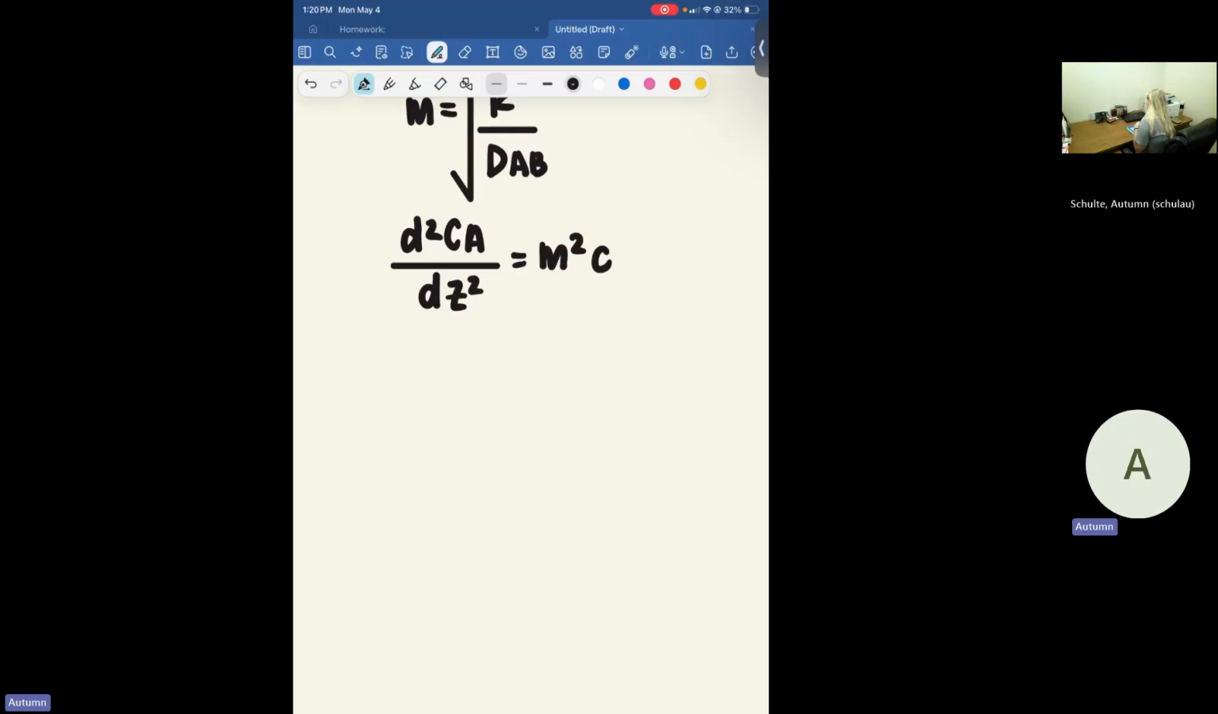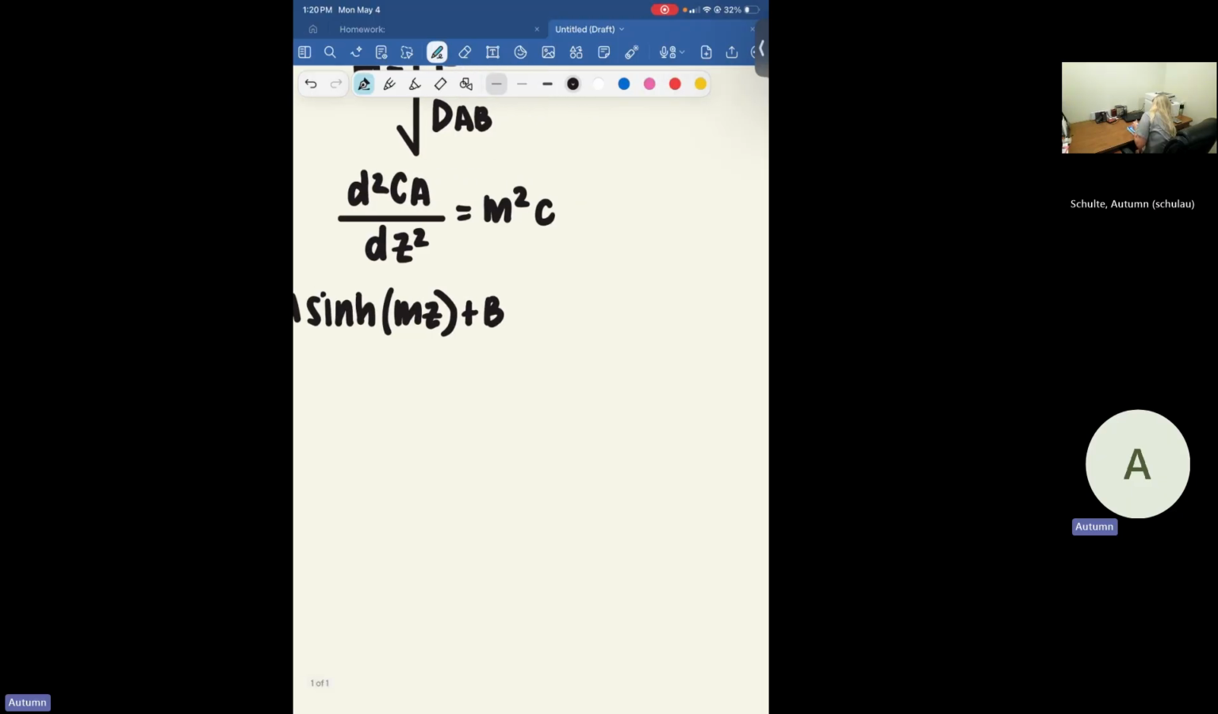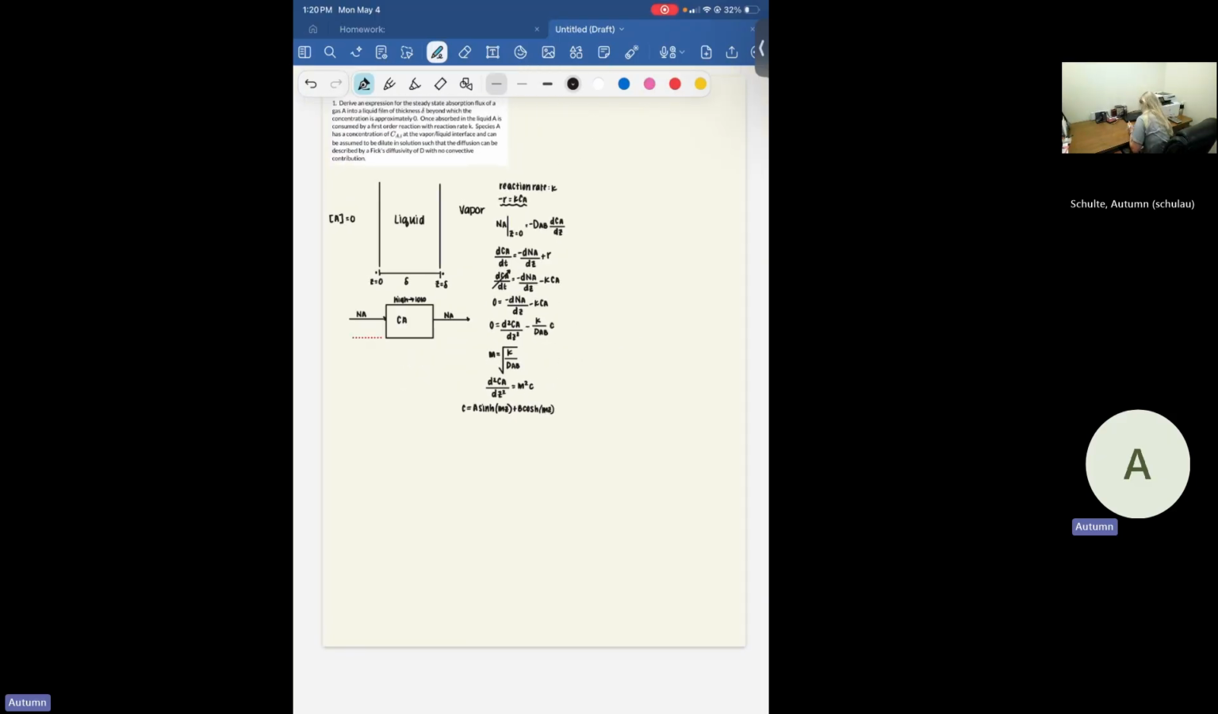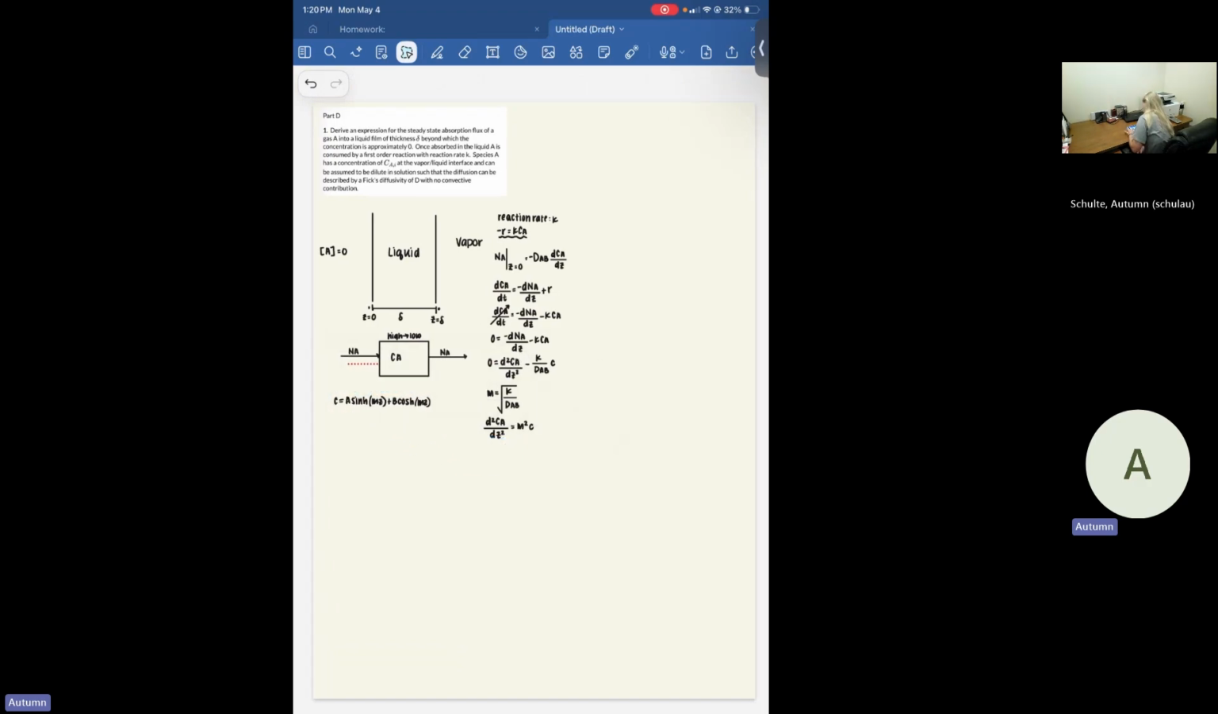So now if we think back to differential equations, this actually looks like a differential equation that we might be familiar with. So if we want to solve for C using a differential equation, C is equal to some constant A multiplied by the hyperbolic sine of mz, plus B, another constant, multiplied by the hyperbolic cosine of mz. And super quick, I'm just going to move this up here.